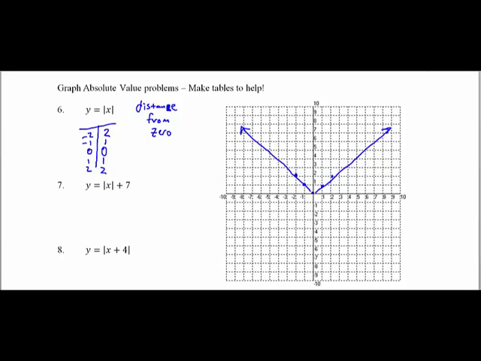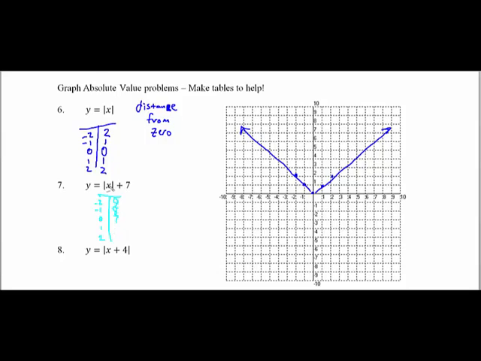I'm going to change colors here because I want to put these all in the same grid. Now I'm going to look at this graph, and we're going to determine how this is different from the other one. So this is going to be -2, -1, 0, 1, and 2. If I plug -2 in here, I get +2 plus 7, which is 9. If I plug a -1 in there, I get +1 plus 7, which is 8. Plug a 0 in there, I get 0 plus 7, which is 7.